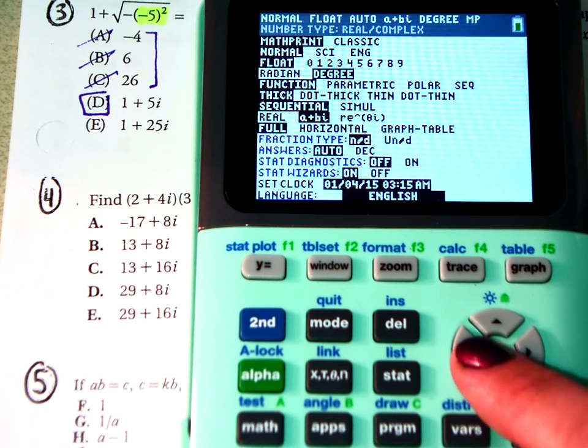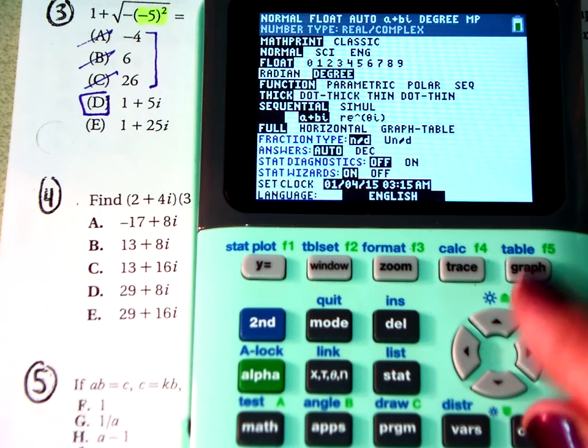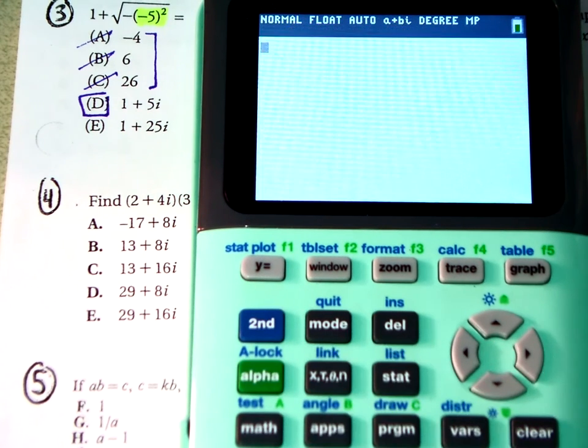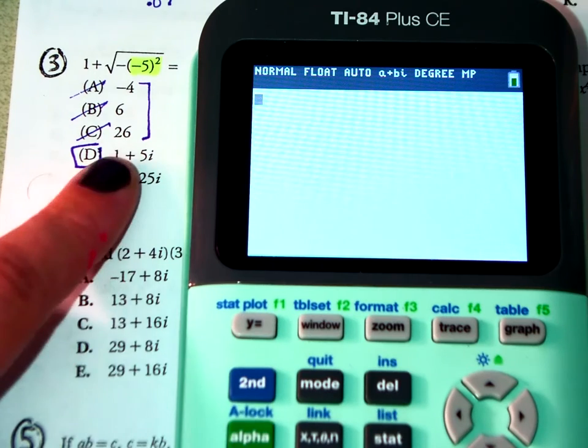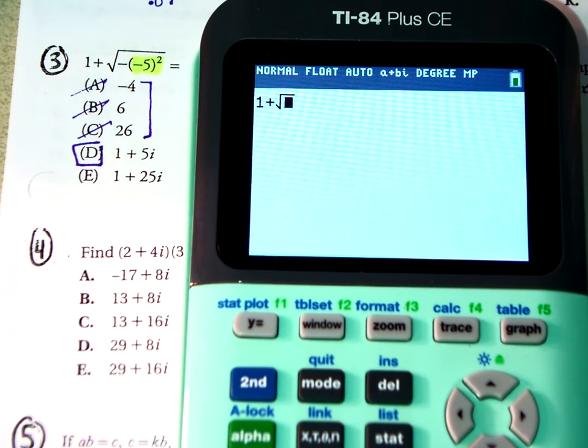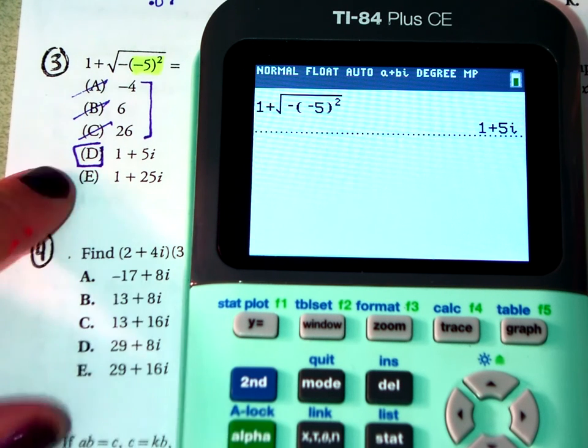Real is just numbers where you can't take the square root of negatives. If I want my calculator to understand imaginary numbers, it has to be in a plus bi form. And then I'm going to quit out of it, and now I'm good to go. So let's type in number 3. 1 plus the square root of negative parenthesis negative 5 squared. It will automatically tell you the answer.